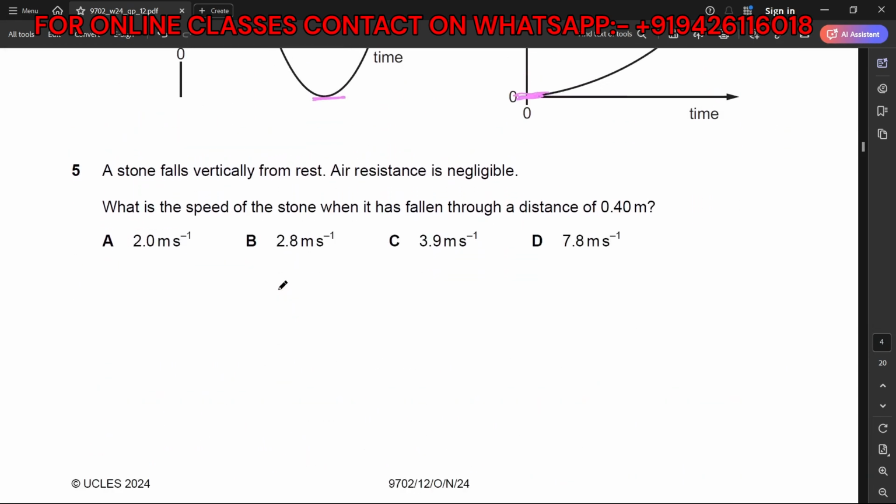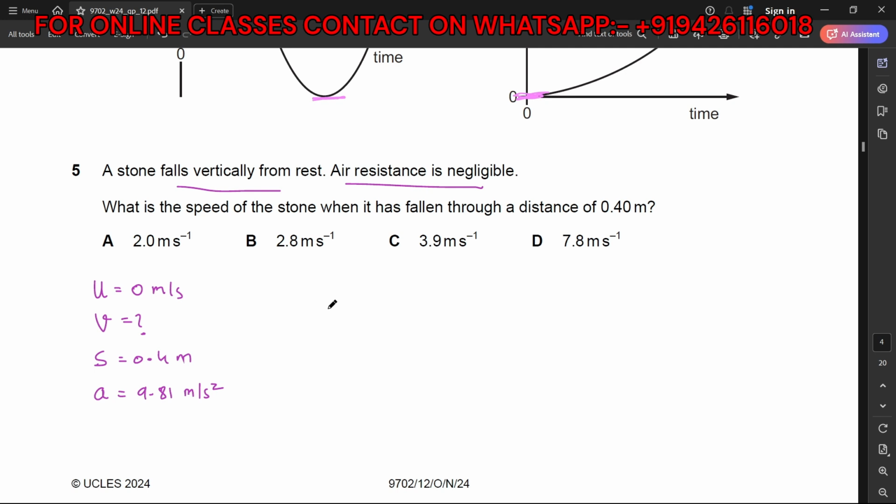Now, a stone falls vertically from rest. So initially, the value that is given to us for the velocity is 0. What is the speed of the stone? So final velocity is what has been asked, once it has fallen through a distance s, given to us as 0.4 meters. And because air resistance is negligible and it's falling vertically, we can assume that my a is equal to gravity, which is 9.81 meters per second squared.